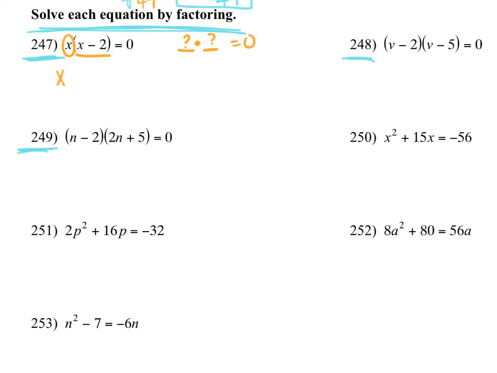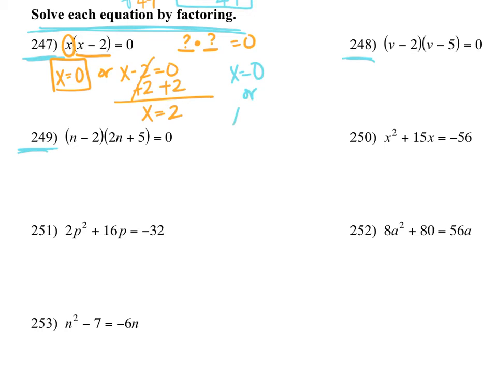So either x equals 0 or x minus 2 equals 0. So x equals 0 is one answer because I'm done. And then the other one, I'm just going to isolate x, so x equals 2. So really my answer is x equals 0 or x equals 2. And this would be where I'm done. Now if I do 248, same thing, right? Either v minus 2 equals 0 or v minus 5 equals 0. So v minus 2 equals 0.